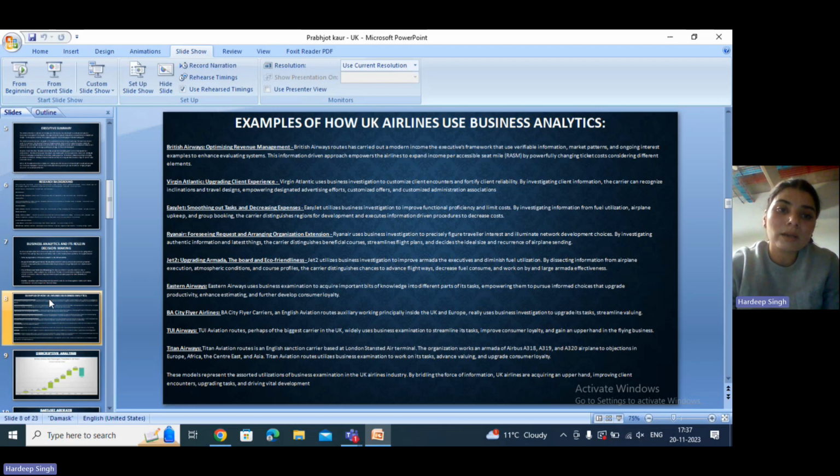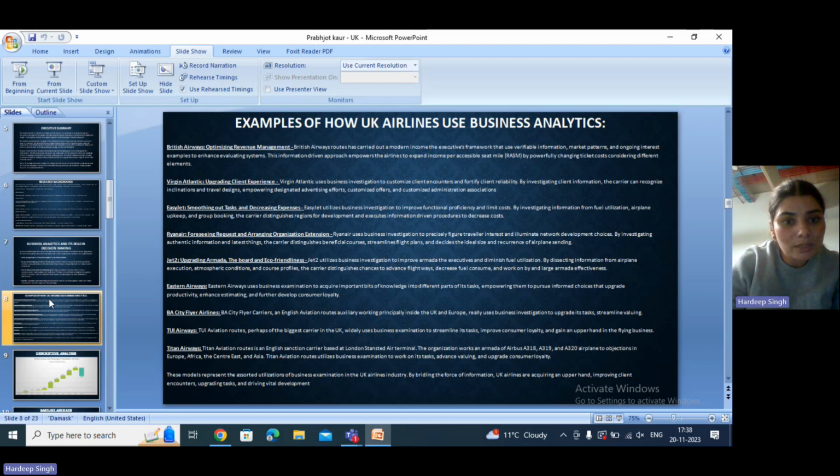So more clients want to book their tickets on EasyJet. Ryanair is one of the best airlines, which also provides good interest and network environment choices by investing in authentic information, streamlining flight plans and upgrading fleet management. They also coin the eco-friendly jet and utilize business investigation to improve fleet management and diminish fuel utilization.